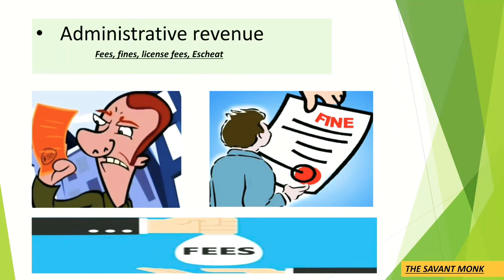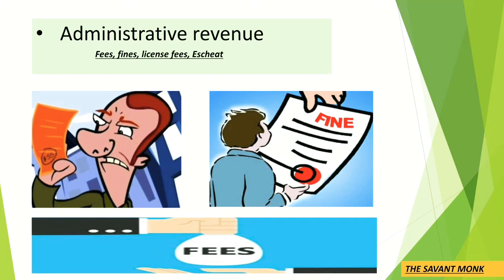Now coming to administrative revenue, these are for various administrative services that the government is providing us. Administrative revenue are those receipts which arise because of administrative functions of the government. For example, receipts from fees, licenses, special assessment, fines, and escheats are included under administrative revenue. Fees is a payment to the government for services that it renders to people. Example: passport fees, court fees, land registration fees, etc.